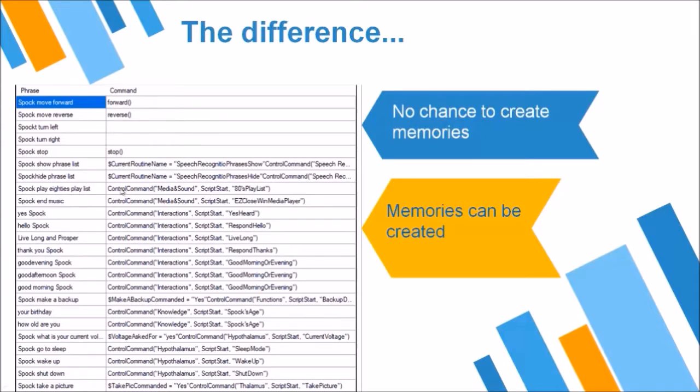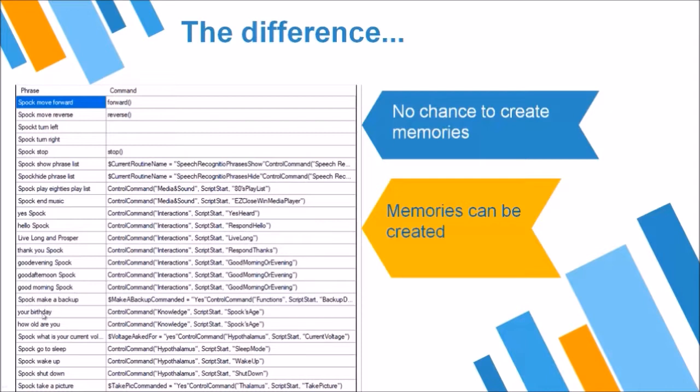I'm using the command control to open up the media and sound, which is actually a script manager. It just has the name changed, and then script start for the script that is named 80s playlist. So this is starting a script, and then inside of that script are controls that not only start my 80s playlist with my media player, but also log that event to a memory. And all of these are the same way.